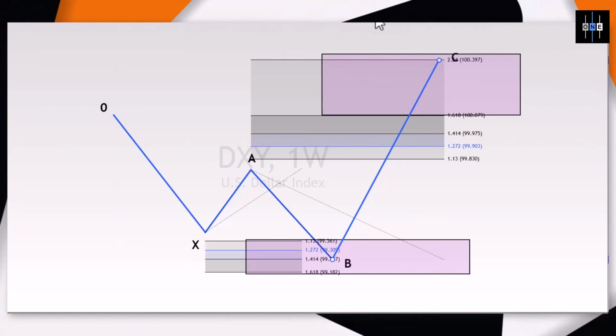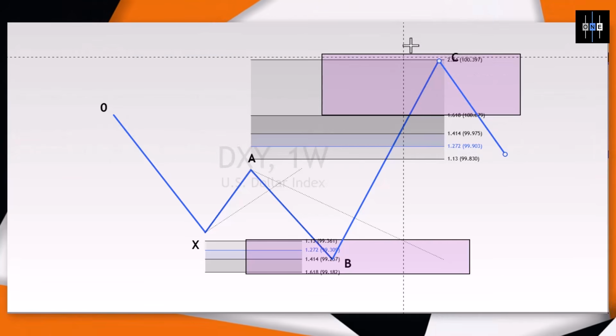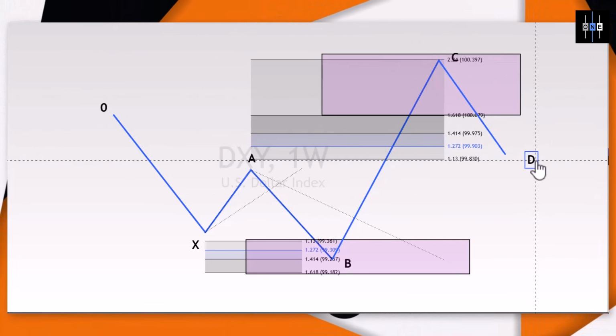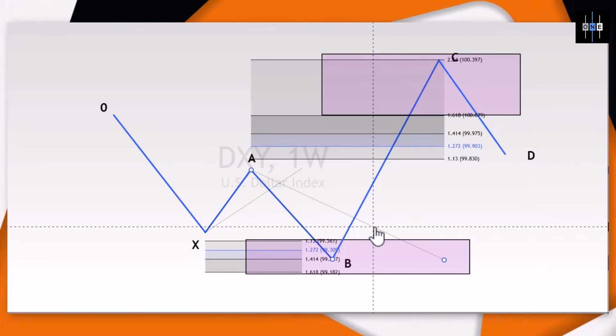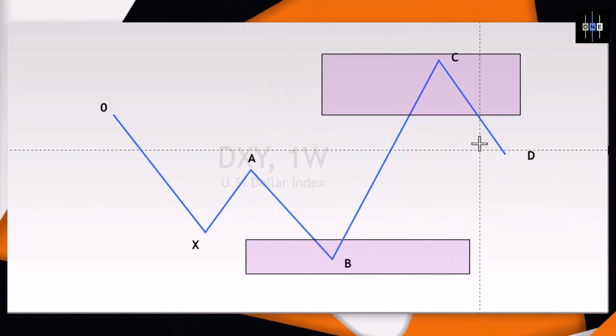Now, after that C leg completes, we have one more retracement that we're looking for, a move back down, which is going to be our decompletion. And we're going to have a nice little zone for this decompletion. Let me erase some of these fibs to make life a little bit easier for you. But we're going to look at one of 3 things.